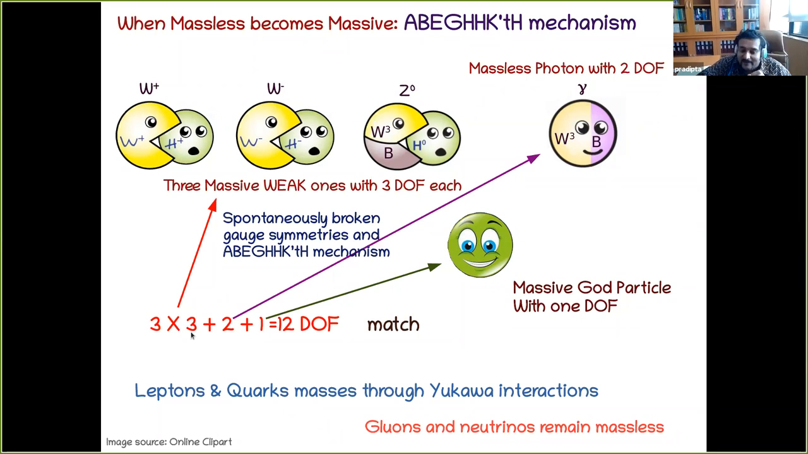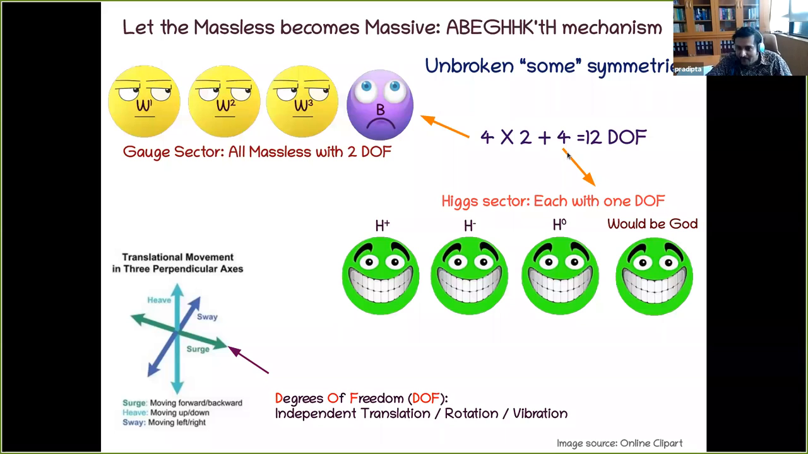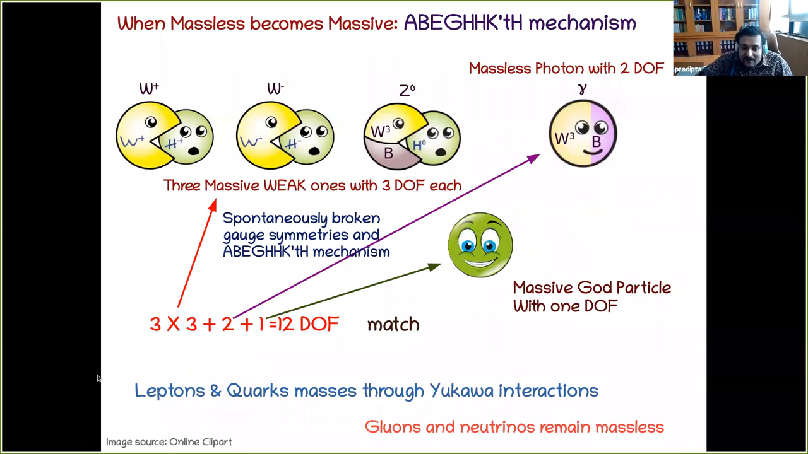So they have three times three, 9 degrees of freedom. I have the photon, which is still massless, so I have 2 degrees of freedom. So 9 plus 2, 11. And finally, I have the much needed Higgs particle, which is a scalar with 1 degree of freedom. So the initial 12 degrees of freedom, which were available like 4 into 2 plus 4, are now redistributed as 3 into 3 plus 2 plus 1.